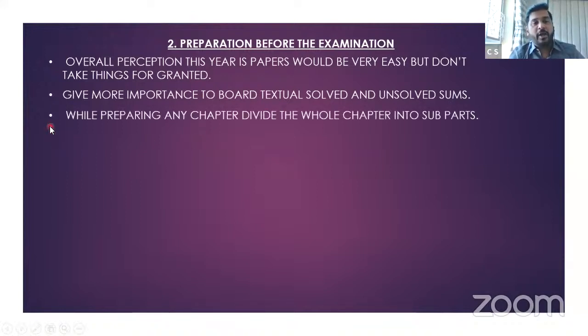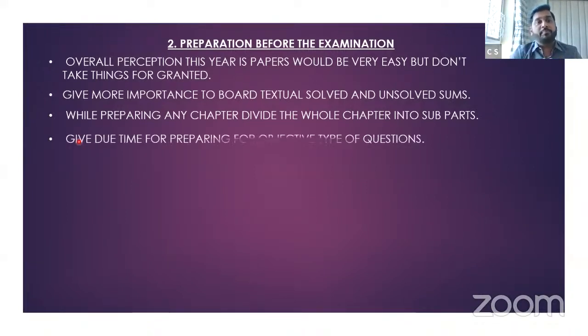While preparing for any chapter, divide the whole chapter into subparts. Subparts meaning every chapter has different parts. Like in final accounts, you can say sums with capital, with current account, without current account, like that. And in admission, I will just share the slide and tell you which are the different parts of each particular chapter. Give due time for preparing objectives.